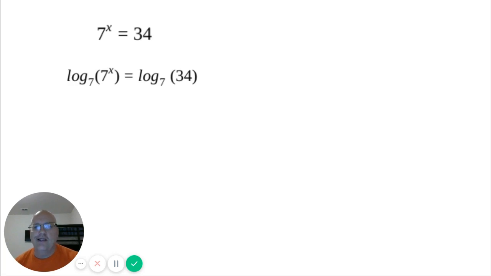Now the nice thing on the left side of the equation is that by doing this, that completely takes the log base 7 and 7 to the power of away. It leaves you just with the x, and that's what your answer is: x equals the log base 7 of 34.